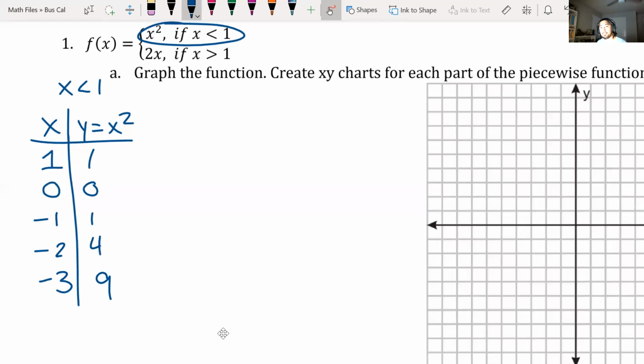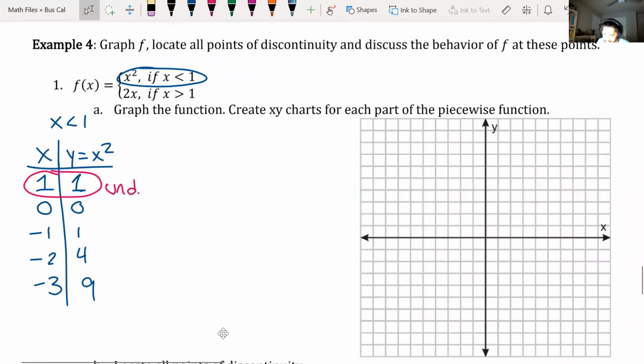Everybody good with that? Yeah. Guess I should write my ones the same over here, right? There you go. Okay, but before we move on to the next one, I just want you to take note: can we actually use this point? No, because it can't be equal to 1. It only says we have to be less than 1. But there's a reason why I use this point, and you'll see when we graph it. So just know for now that this point will be undefined.